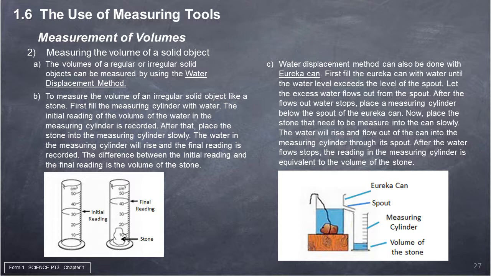Now, place the stone that needs to be measured into the can slowly. The water will rise, and flow out of the can into the measuring cylinder through its spout. After the water flow stops, the reading in the measuring cylinder is equivalent to the volume of the stone.